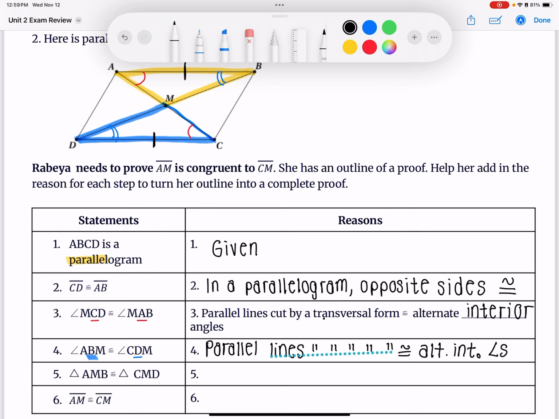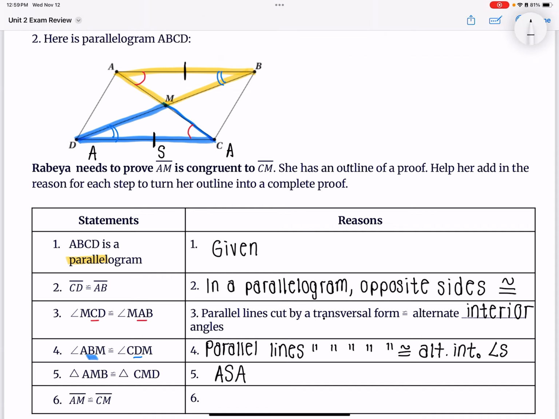Same reason. Now we can say that the two triangles are congruent by the angle-side-angle triangle congruence theorem. Because we have an angle here, we have a side length here, and an angle here. Same thing as above. We have an angle, a side in between, and another angle.